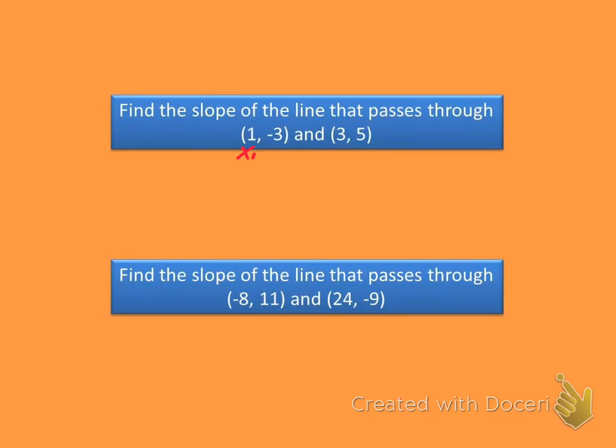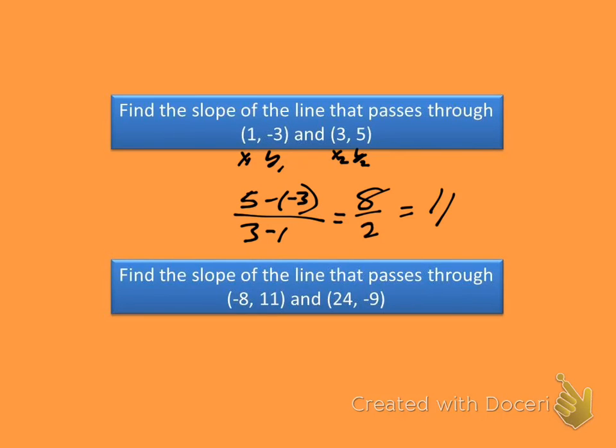All right, so let's go back to doing black ink just to be safe. x1, y1, x2, y2. So you go y2, which is 5, minus y1, which is negative 3, over, go back to the same coordinate you started with. If you start with the right one, go back to the right one in your denominator. So 5 plus 3 gives you 8, 3 minus 1 gives you 2, 8 over 2 gives you 4.